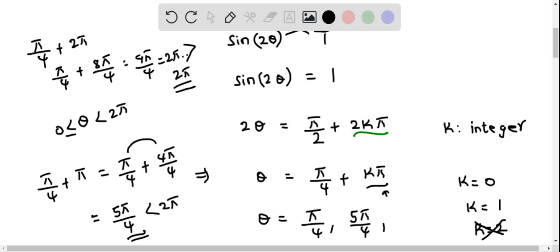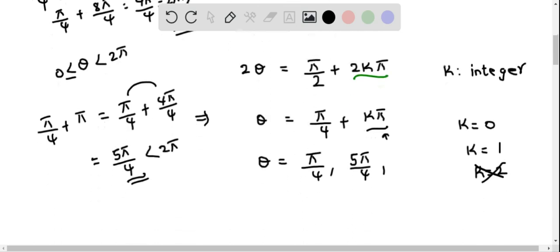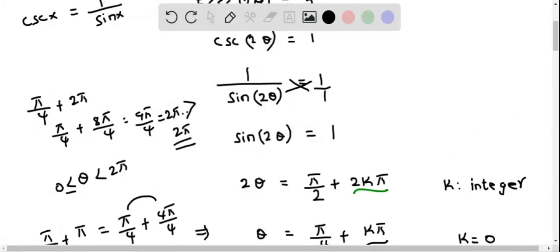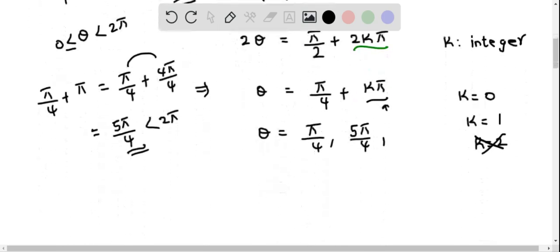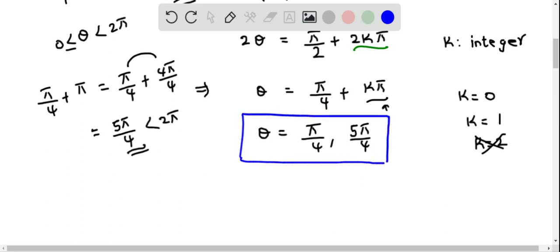So only for the values of k equal to 0 and k equal to 1, we get two angles, that is theta equals pi by 4 and 5 pi by 4. We cannot consider the negative values of k, because in that case we may get a negative angle. So we ignore the negative values of k. So therefore we see that the solution to this given trigonometric equation is theta equals pi by 4, 5 pi by 4.